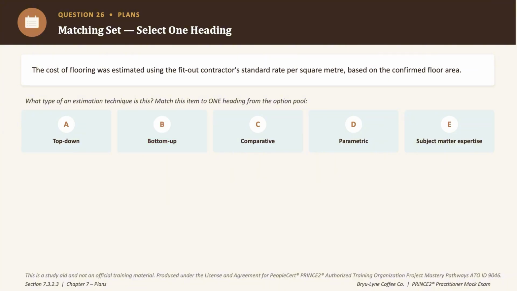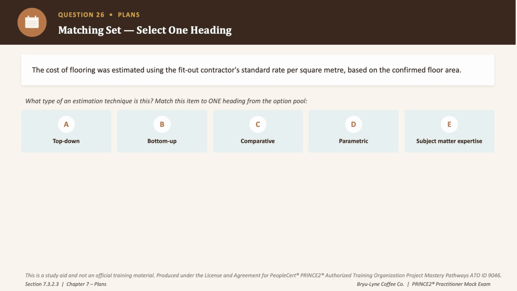So the cost of the flooring was estimated using the fit-out contractor's standard rate per square meter based on the confirmed floor area. And what kind of an estimation technique would this be? Now, this is a rate applied to a measured quantity, right? Which is exactly what the parametric technique covers, using values from the projects such as numbers, units, or size of a structure supported by an established estimating model, much like rates used in the construction or in the infrastructure industry.